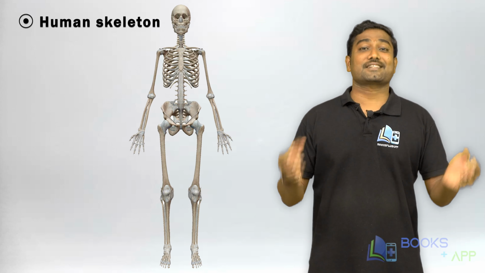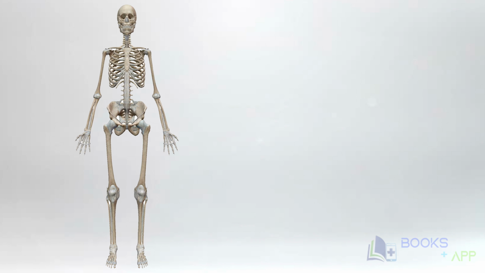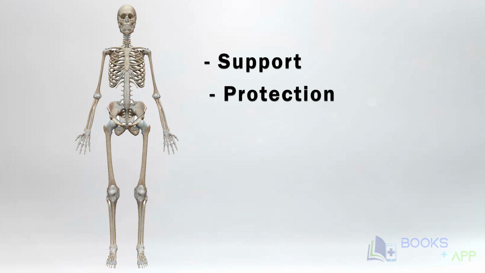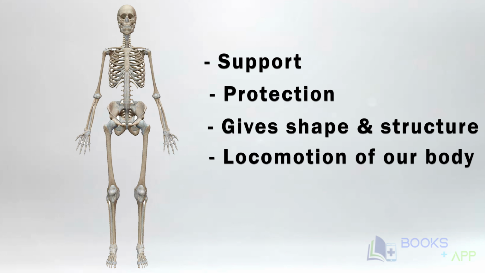Have a look at this image first on the screen. Very scary, right? Yeah, very scary. But this structure performs a wide variety of small and large functions in your body. And this support system is called the human skeleton. The human skeleton in our body performs various functions like support, protection, gives shape and structure, and also helps in the locomotion of our body.